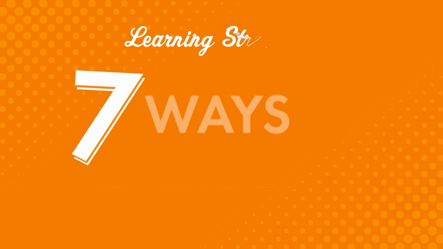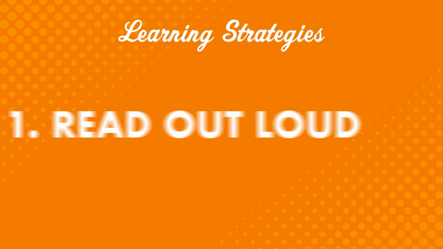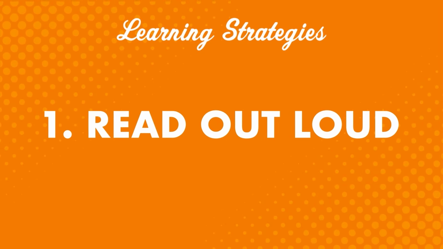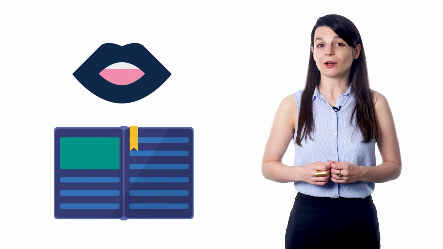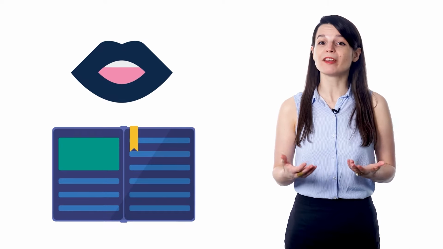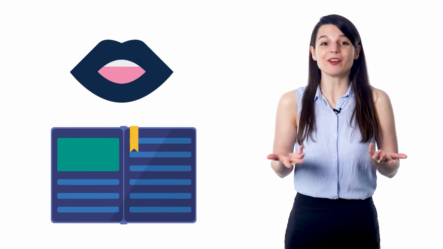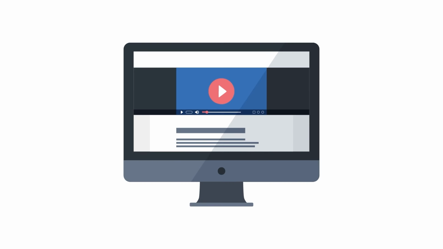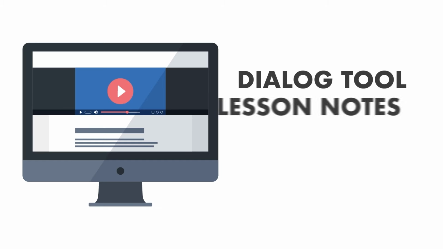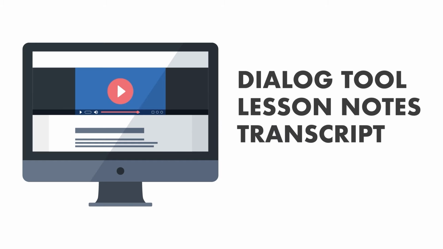In this video, you'll learn 7 ways to boost your confidence. 1. Read out loud. This might seem pretty basic, but it's a great way to practice speaking. Reading aloud lets you practice speaking without having to think about grammar or things to talk about. Reading out loud lets you focus on your pronunciation and the rhythm of the language. It can help you learn to speak more smoothly and quickly, without even thinking about it. If you're using our lessons, read the dialogue out loud as you listen. You can read along with the dialogue tool, the lesson notes, or the transcript.